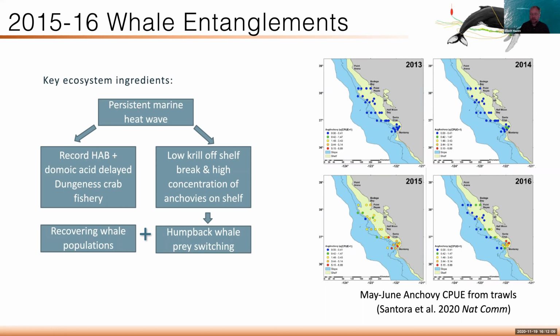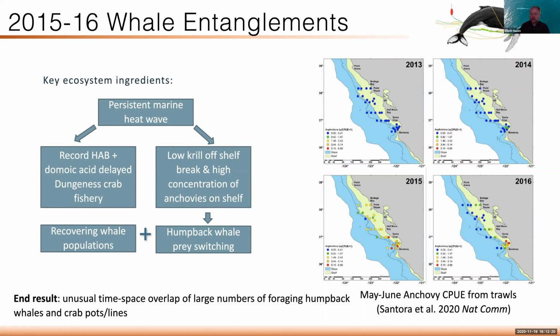We are in a situation where the humpback whales off our coast are expanding into probably previously used niches, but new niches to us. Because of this, you got this unusual space-time overlap and a high number of foraging humpback whales that were getting entangled with crab pots and lines. So there's another good example of how a lot of the traditional management approaches can fail when there's a new overlap between animals and risk in the environment.